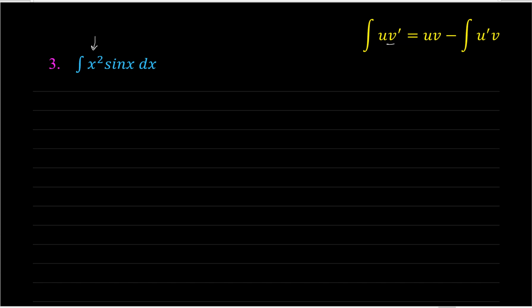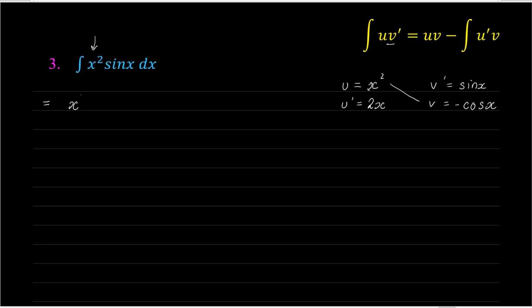So I'm going to make the choice, and remember, you can always change it. If it doesn't work, try something else. So we're going to go x squared for u, and that means u dashed is 2x. And that means we'll let v dashed be sine x, and the integral of sine x, let's be careful here, it's minus cos x.